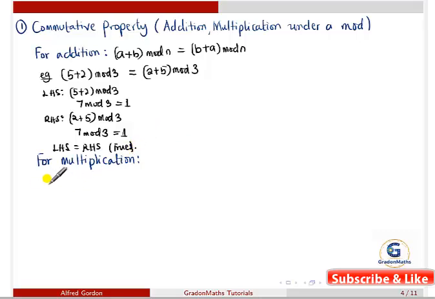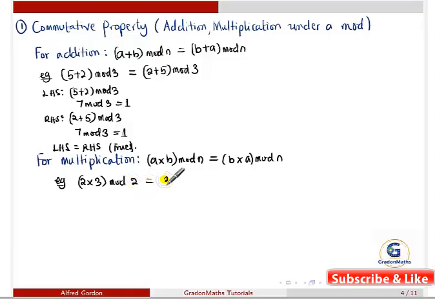Okay, but for multiplication, if we have a multiplying b, since multiplication is commutative, mod n, they should be equal to b times a mod n. Okay, so let's try an example with this also. So for example, if we have 2 multiplying 3 mod 2, this should be equal to 3 multiplying 2 mod 2.